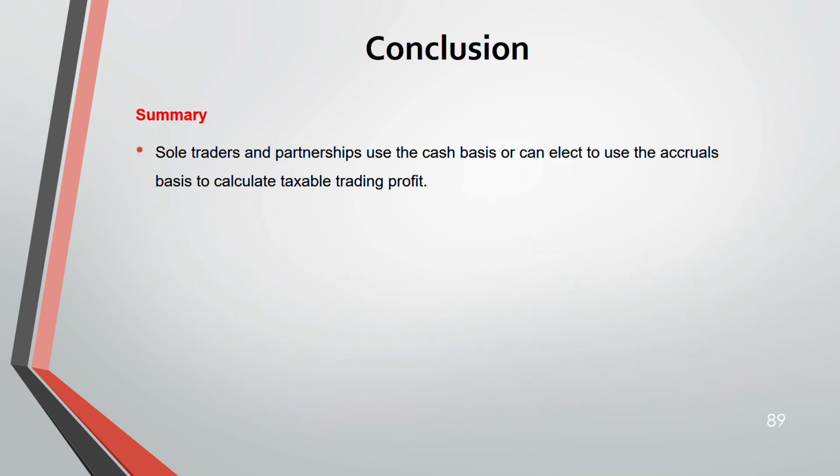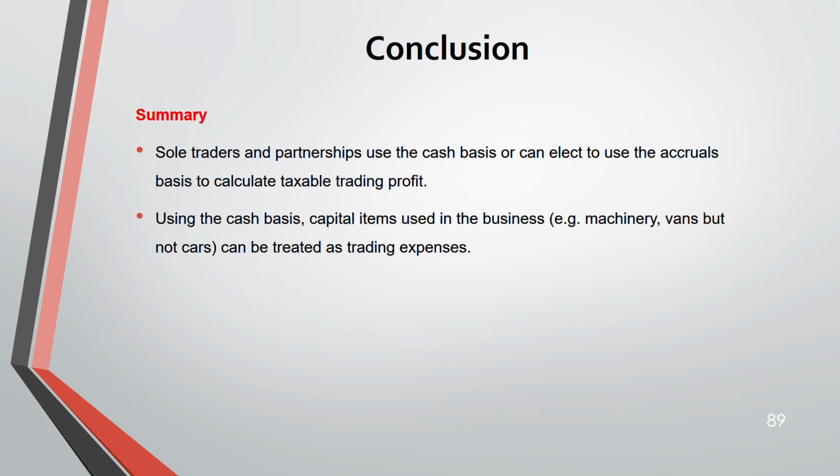Then sole trader and partners, they use cash basis, but they can elect for accrual basis to calculate taxable trading profit. Under cash basis, capital items are treated as trading expenses. So if you have bought a machinery with your cash, you can deduct it from your trading income. They are treated as trading expense, that's why. But remember, only machinery and van, but not cars. Cars are not treated as your trading expense. They are treated differently. Okay.